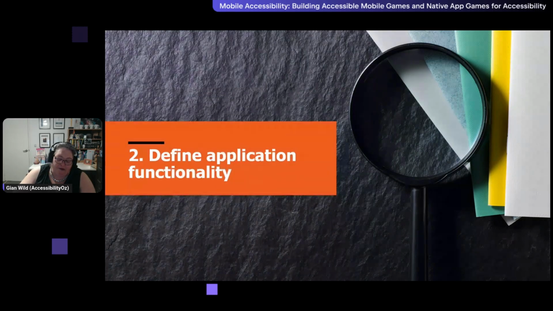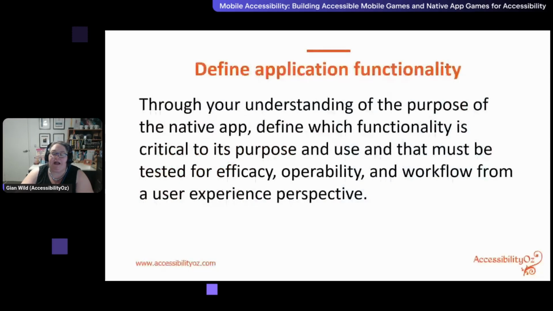So the next step when it comes to determining what should be accessible for native apps is define application functionality. So through your understanding of the purpose of the native app, define which functionality is critical to its purpose and use, and that must be tested for efficacy, operability, and workflow from a user experience perspective.